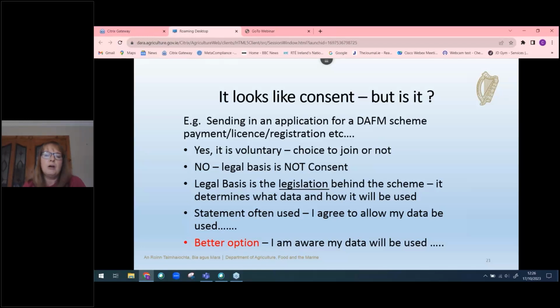So the statements often put at the end of application forms currently can read as, I agree to allow my data to be used in this way. And I'm strongly suggesting that that's not the wording, that's suggesting that consent is the legal basis when it's not. A better option is, I am aware my data will be used for the purposes of this scheme or the administration of this license or whatever it is. Don't ask for permission when you don't need it. It makes it look like you're seeking their consent when you don't actually need to do so.